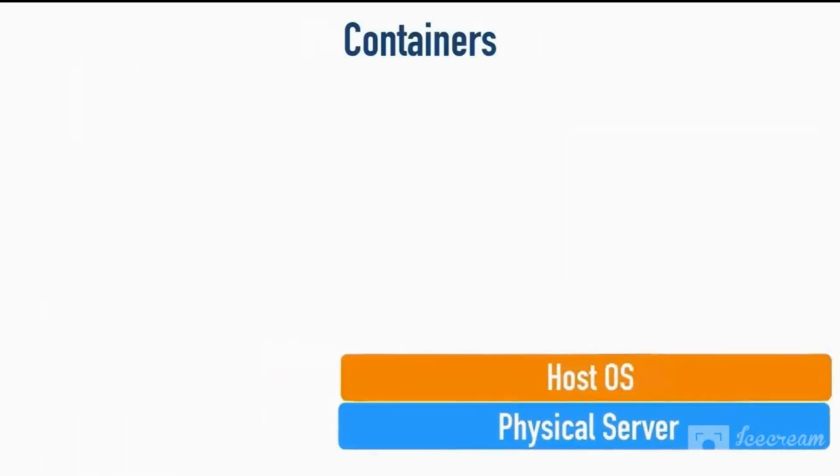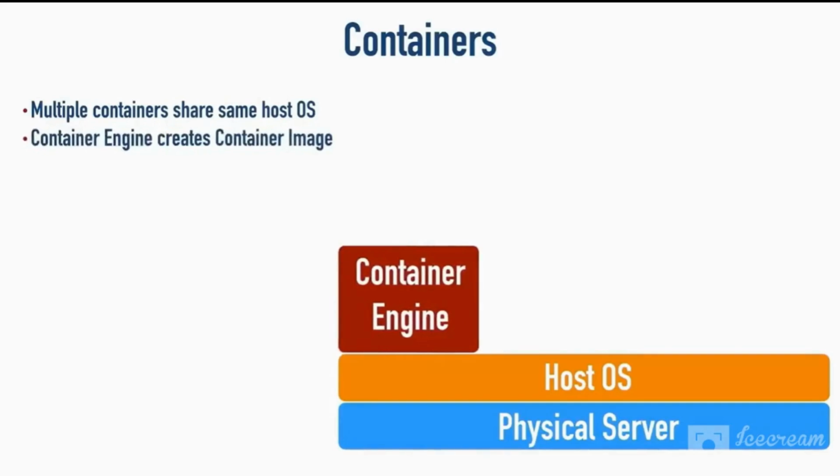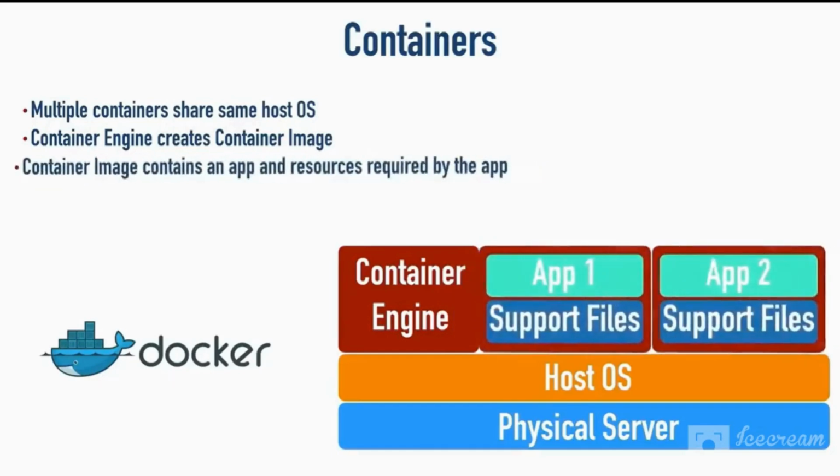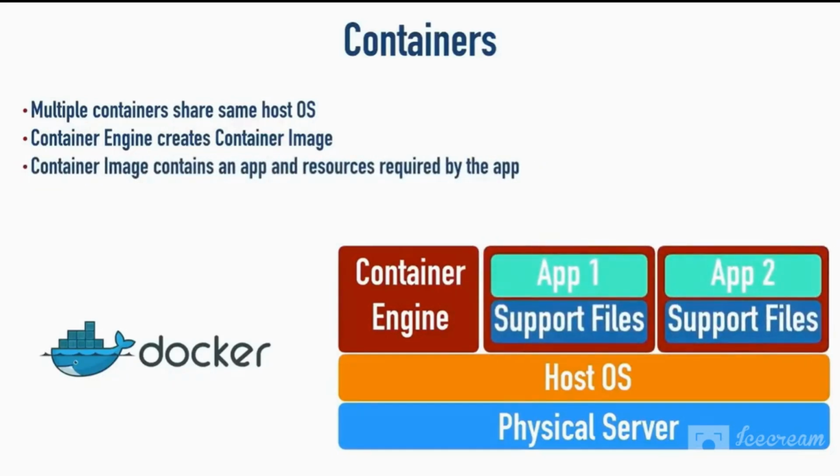With a container, we still have the physical server, we still have the host operating system, just like a type 2 hypervisor, but then we have something called a container engine. And the container engine is going to be used to create a container image. And the most popular container engine out there these days is Docker. And the container image is going to contain a copy of all the resources required by an application. It's going to have the configuration files, the libraries, all the support files, and the application itself.